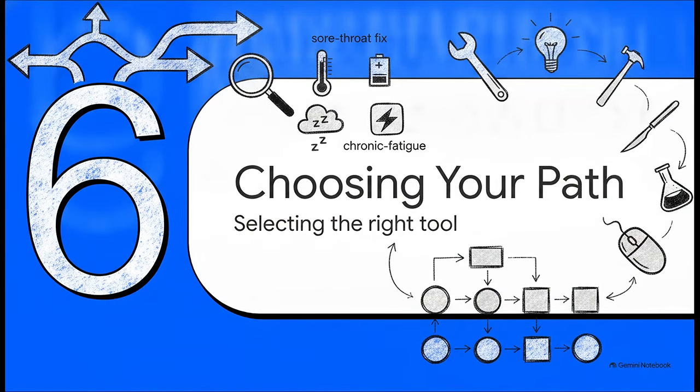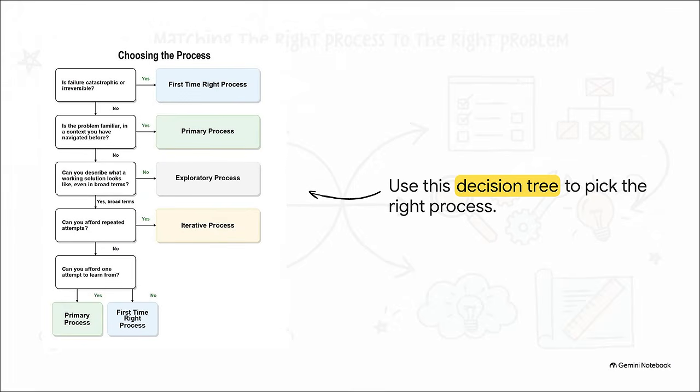And that brings us to section 6, choosing your path and how to select the right tool for the job. So how do we systematically pick the right tools so we don't end up applying a sore throat fix to a chronic fatigue patient? Let's walk through a mental decision tree. Start at the very top. Is a failure here catastrophic or irreversible? If the answer is yes, you immediately use first time right. No questions asked. If no, you ask, is this problem totally familiar to me?